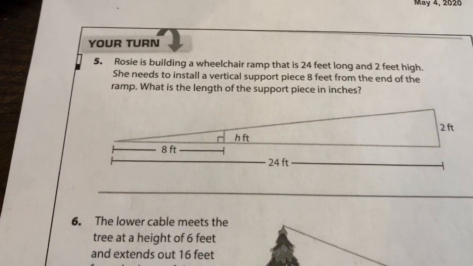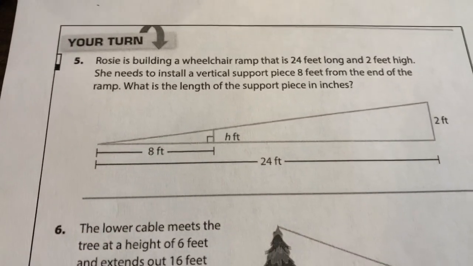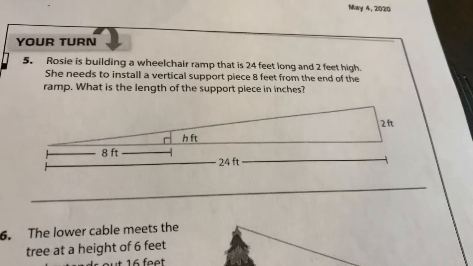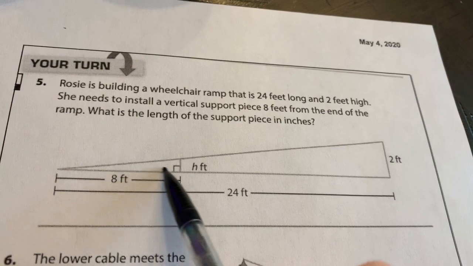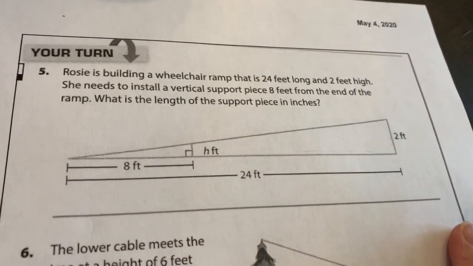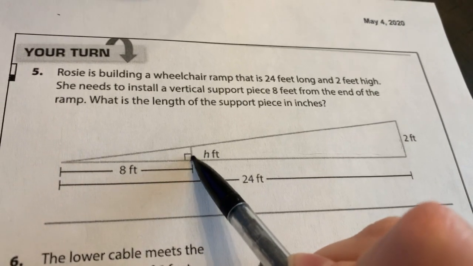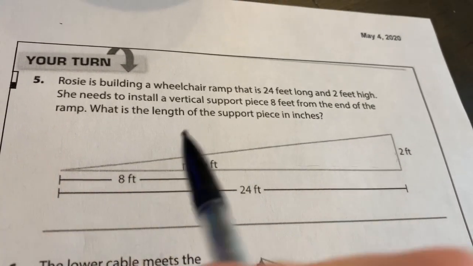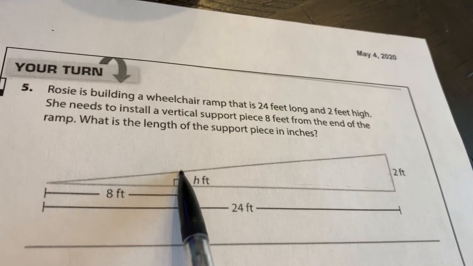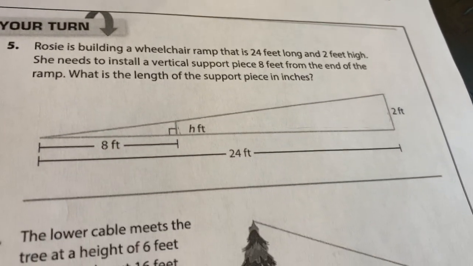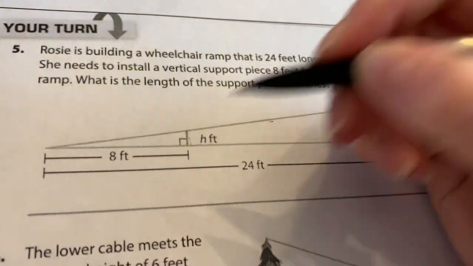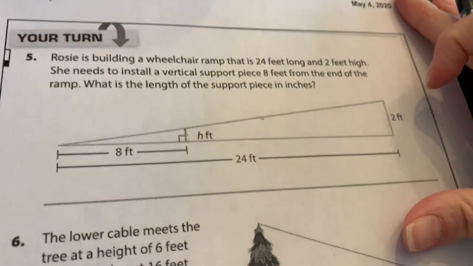number 5 here, Rosie's building a wheelchair ramp that is 24 feet long and 2 feet high. So here's the ramp. The whole thing is 24 feet long and 2 feet high. She needs to install a vertical support piece right here, 8 feet away from the end of the ramp. What's the length of the support piece? So basically what we're trying to find is how high up from the ground is the ramp by 8 feet.